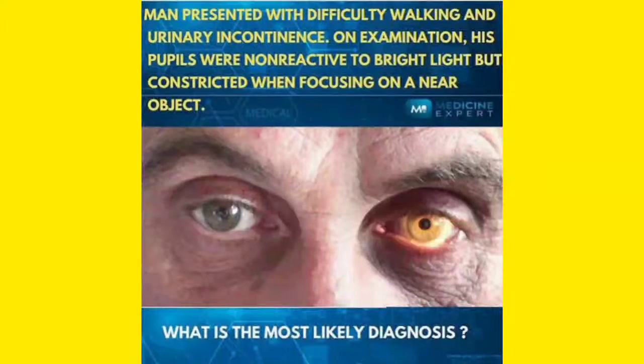Now you see a case is given to you. A man presented with difficulty walking and urinary incontinence. On examination, his pupils were non-reactive to bright light. So whenever a bright light is focused, it is not reacting properly, but it constricts whenever it is focused on a near object. So what is your diagnosis? Hope now you can answer this question.